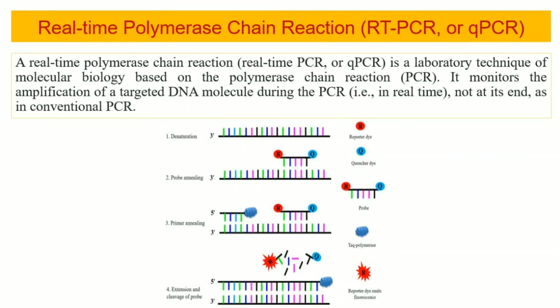After primer annealing, the Taq polymerase enzyme attaches to the primer and results in the addition of nucleotides at the 3' end of the primer. As the addition of nucleotides results in the extension of the complementary strand, when it reaches the probe, it results in the cleavage of the probe, and after cleavage, the reporter dye gets separated from the quencher dye. It produces fluorescence. So the production of fluorescence is a signal that one cycle of the real-time polymerase chain reaction has completed.